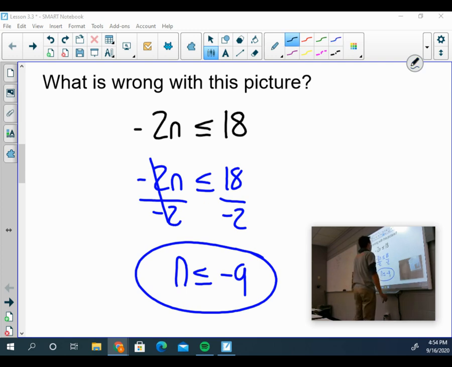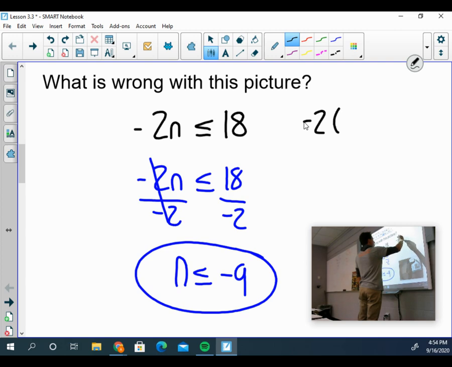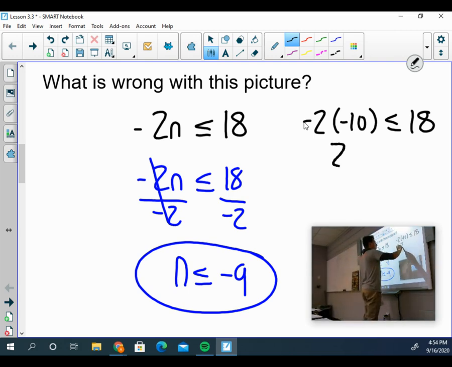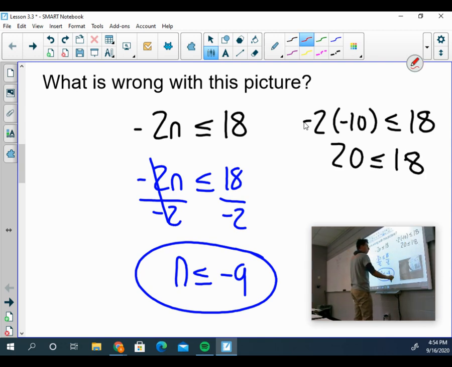Let's plug it back into the original inequality. -2 times -10 is less than or equal to 18. When I multiply those out, I get 20. Hold up. 20 is less than or equal to 18. That is false. That's not true. So what's going on here?